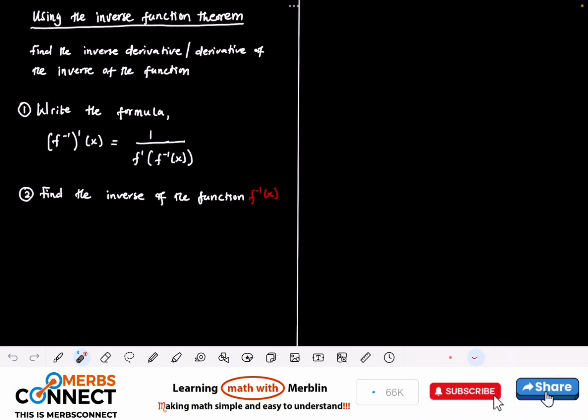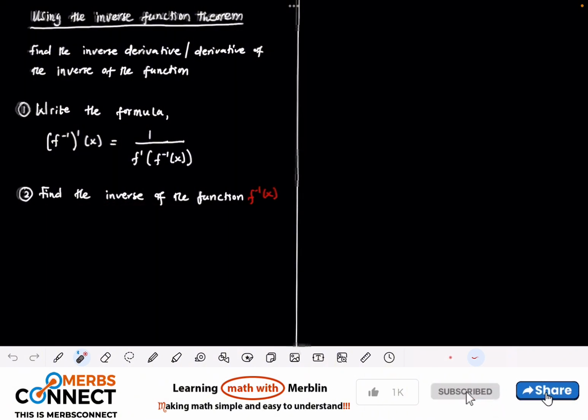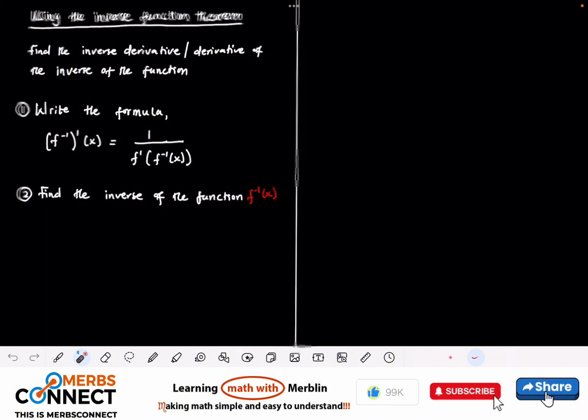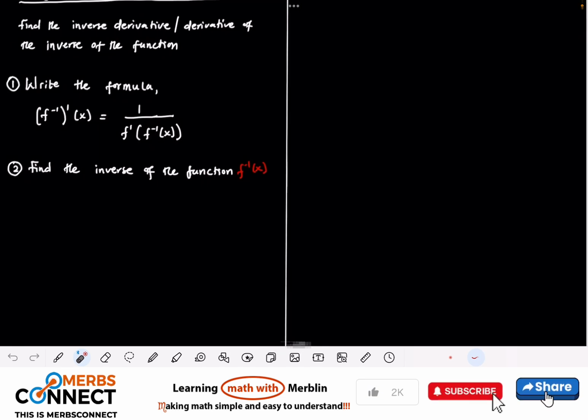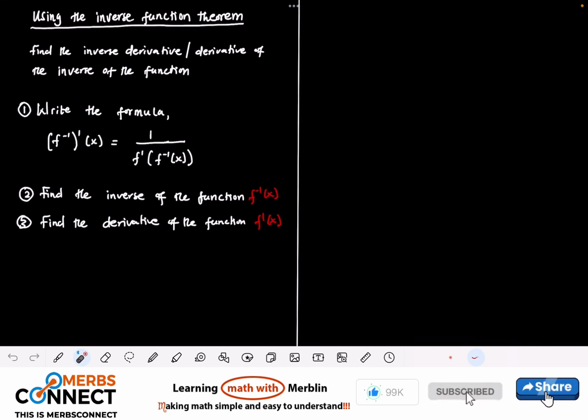What do we need to do second? Now, looking at the formula, you can see that we need f inverse here, right? So we need to find the inverse of the function, which we've learned from the previous video, right? We've learned how to find the inverse of the function. Good. Then, what is the third one?